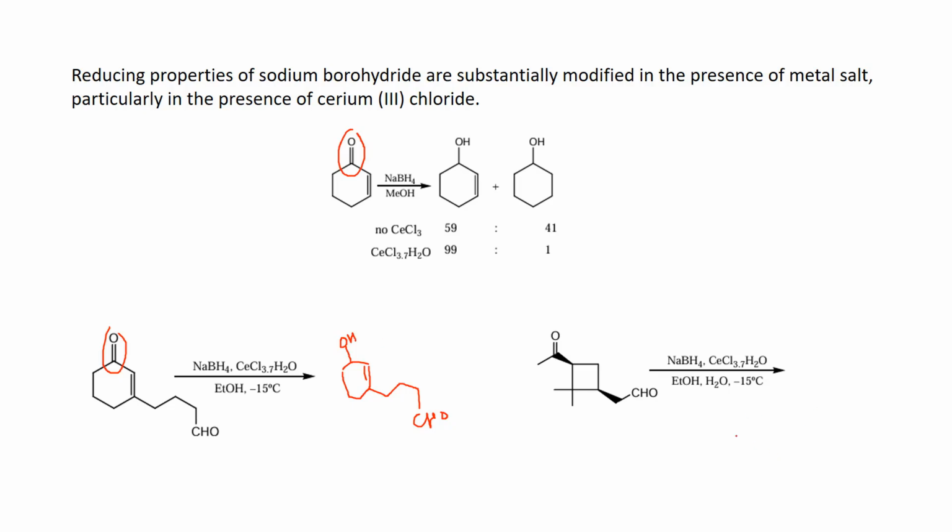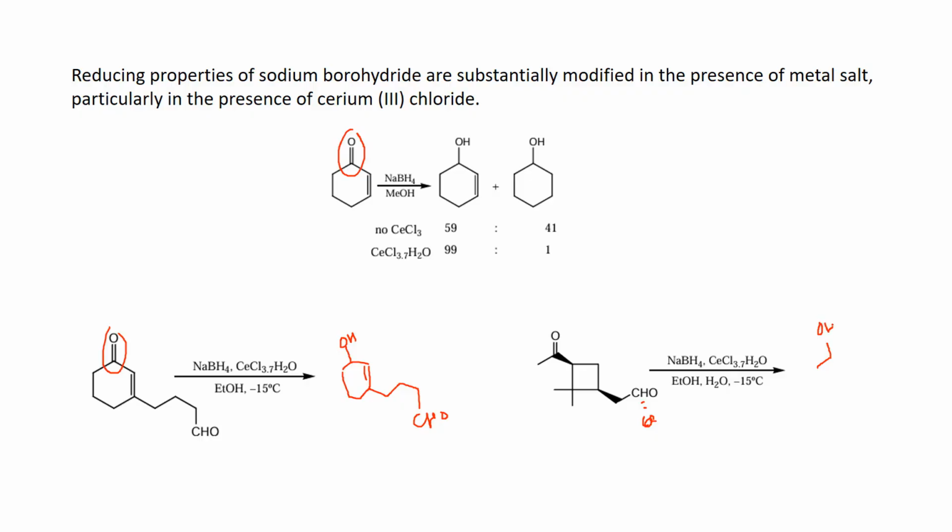Similarly, in this case, there is a ketone and an aldehyde center. So, which one is more electrophilic? Obviously, the aldehyde one. So, the aldehyde will chelate to the cerium chloride. Because of this chelation, the NaBH4 will react with this second reactive group, that is ketone, and will give alcohol from the system.